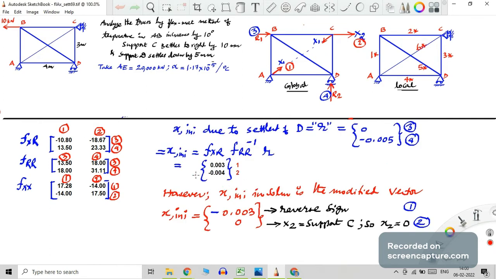So this vector is modified to this vector. You can see we have synthetically set the second coordinate value to 0, and the first coordinate value is reversed, minus sign. I told you the reason for that, I'm repeating. In coordinate 2 you have a support C. In coordinate 1 you have removed the member AC. Now you need to refix the member AC, so that value 0.003 has to be reversed. And coordinate 2, since you have a support, you have made it 0. Very simple principle. And I am repeating, we can derive this from the fundamentals.